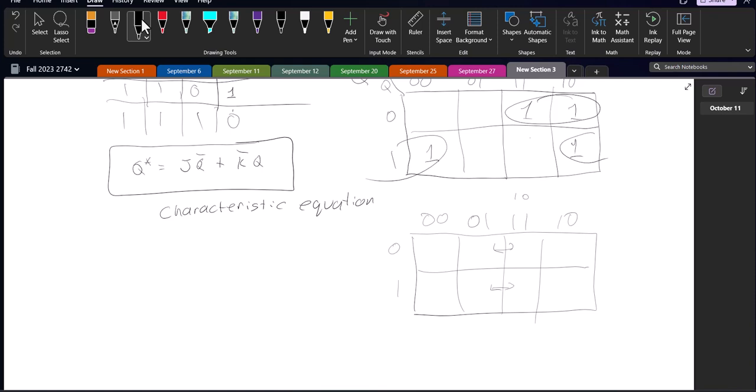Like everything that we learned from it in 2741. This is how you learned it in 2741. Oh, it is, I promise. Yeah. So a Karnaugh map, it goes 0 0, 0 1, 1 1, 1 0.